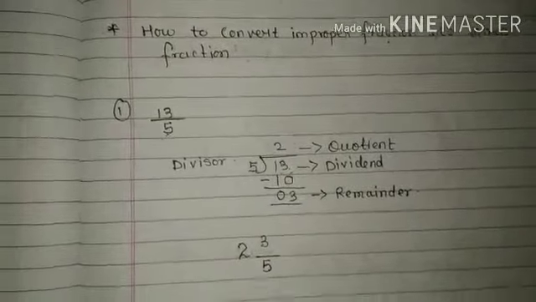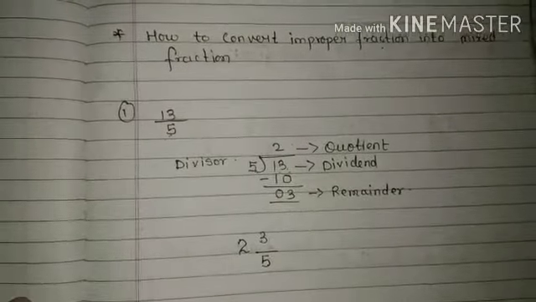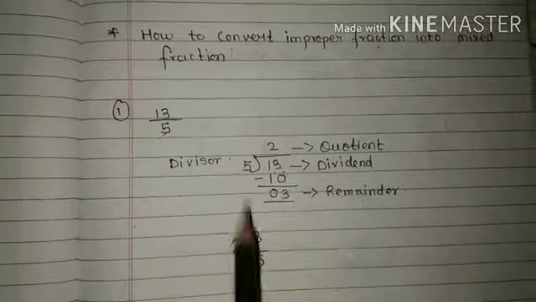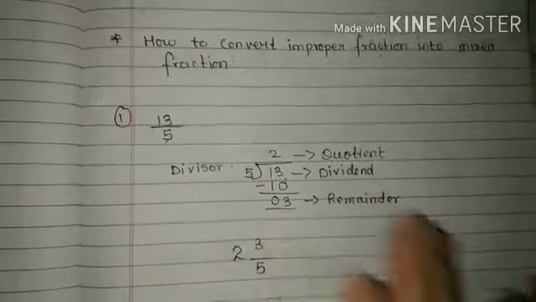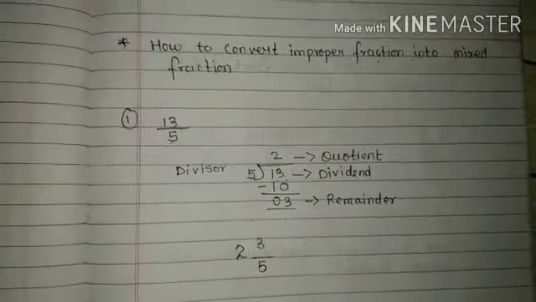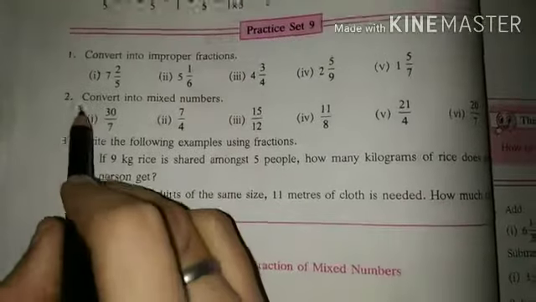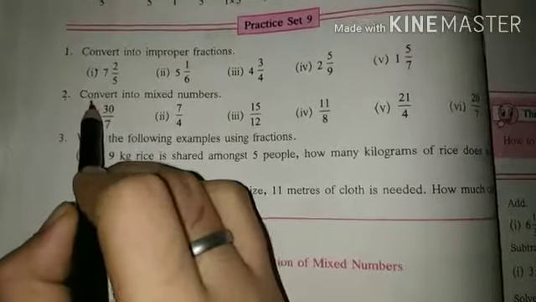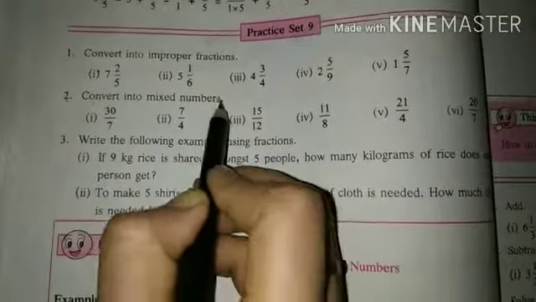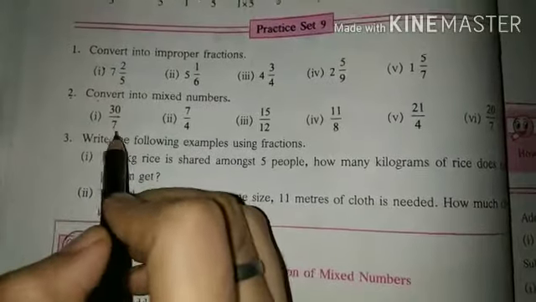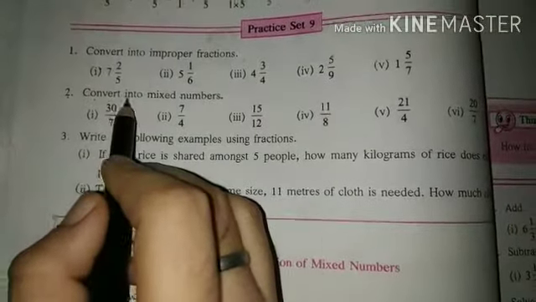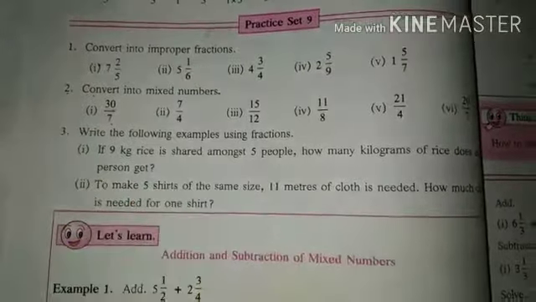Now we will see the questions based on this. Question number 2 is, convert into mixed numbers. 30 upon 7 is given, that we have to convert into mixed numbers. Let's see the solution.